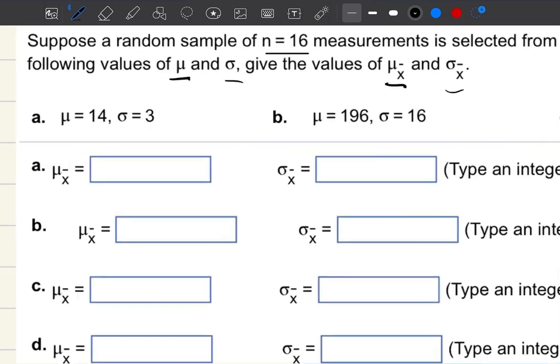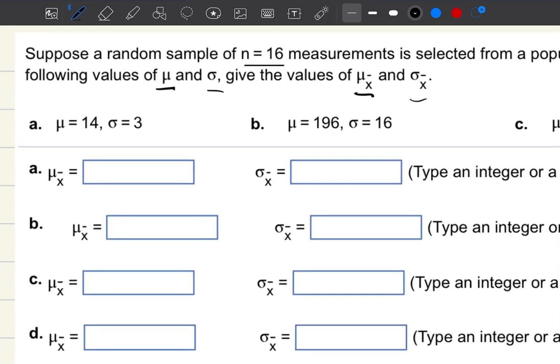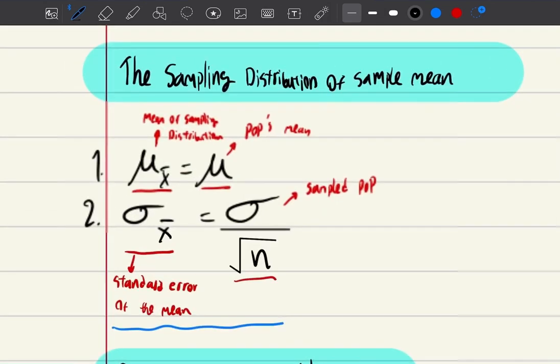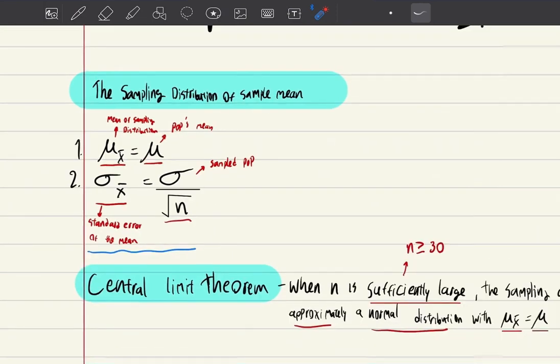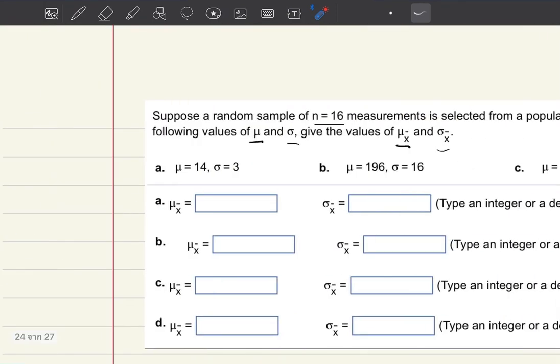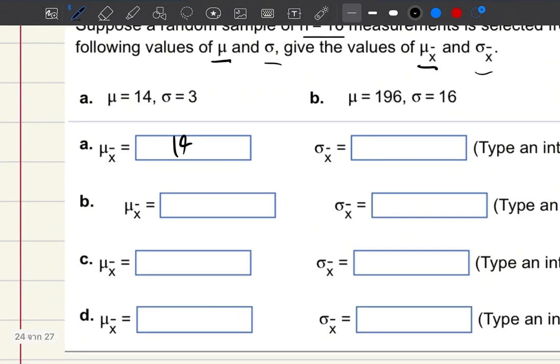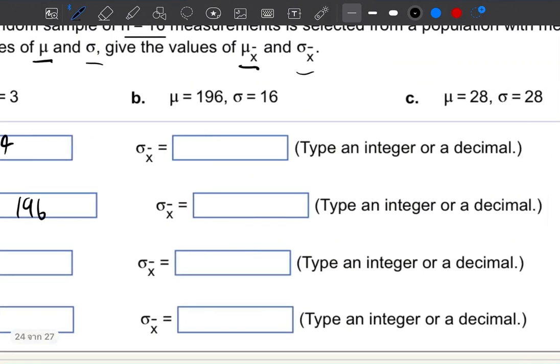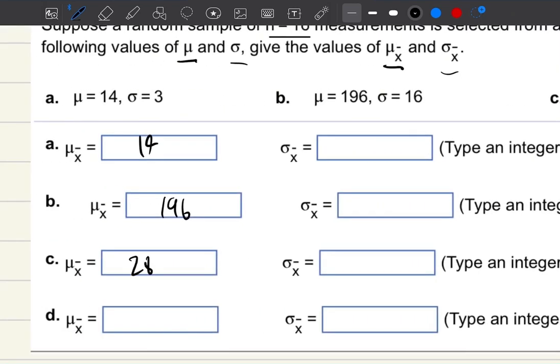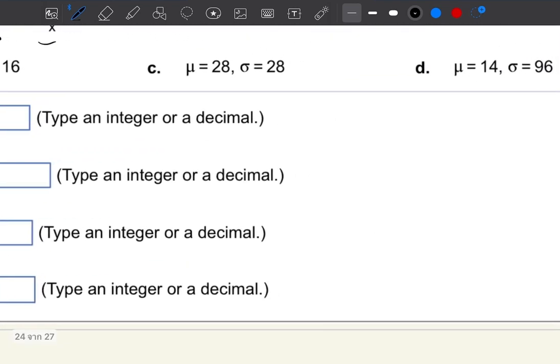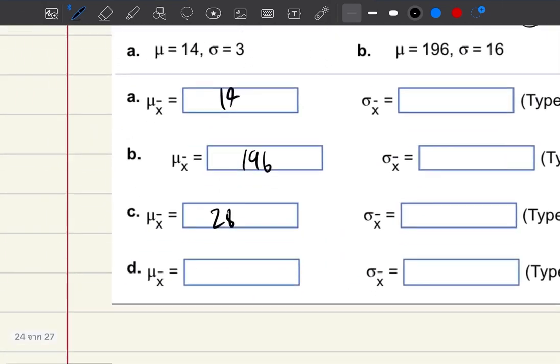For A, from the last video, mean of sampling distribution is equal to mean of population. So here will be 14. For B will be 196. For C will be 28. And for D is 14.